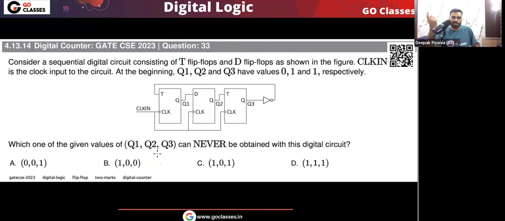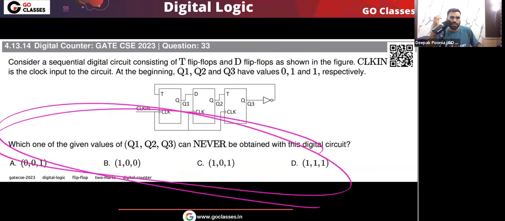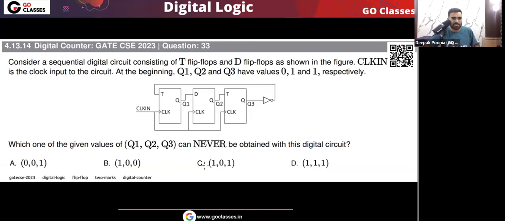Then the question is asking: if this is the initial state, then to which state will the circuit never enter? Basically, the question is asking which state is unreachable from the 0, 1, 1 state. Did you understand that if the initial state is 0, 1, 1, then which state will be unreachable? This is what the question is asking.